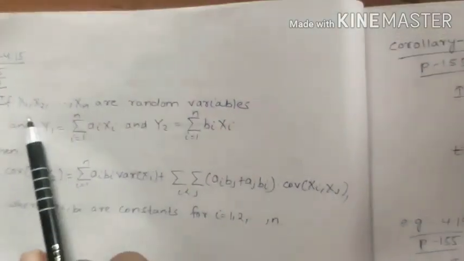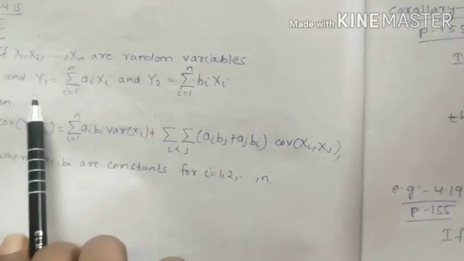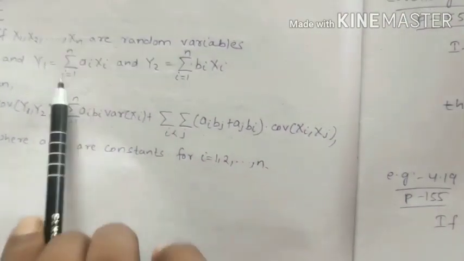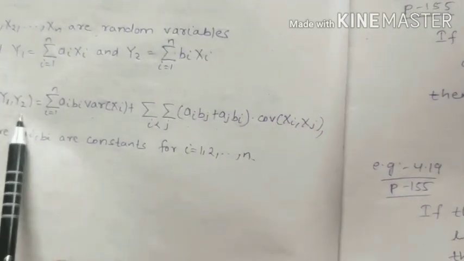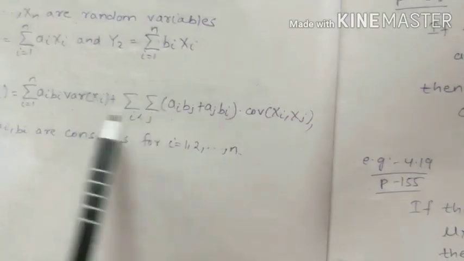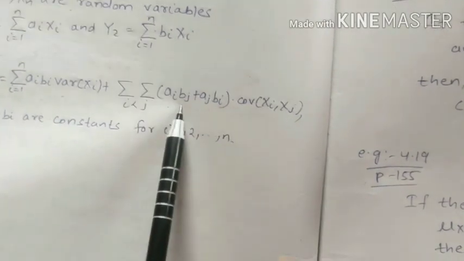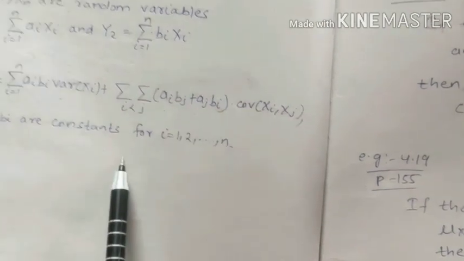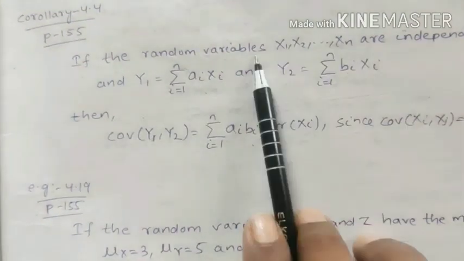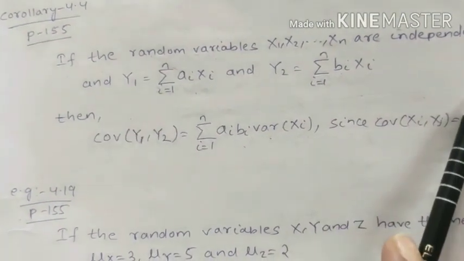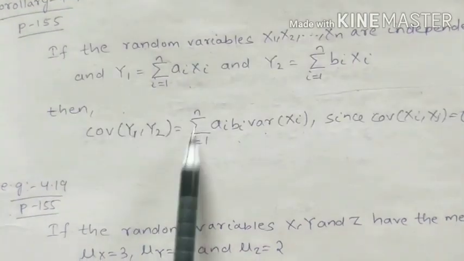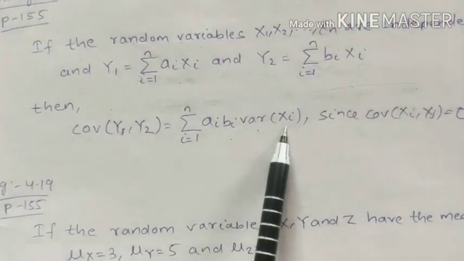Similarly, x1, x2 up to xn are random variables. Y1 equals summation ai xi and Y2 is summation bi xi. Then covariance Y1 Y2 is how much? Summation ai bi variance xi and double summation ai bj plus aj bi. If the n random variables are independent, the double summation must be 0. So covariance Y1 Y2 is equal to summation i equals 1 to n ai bi variance xi. Only the double summation can be omitted.